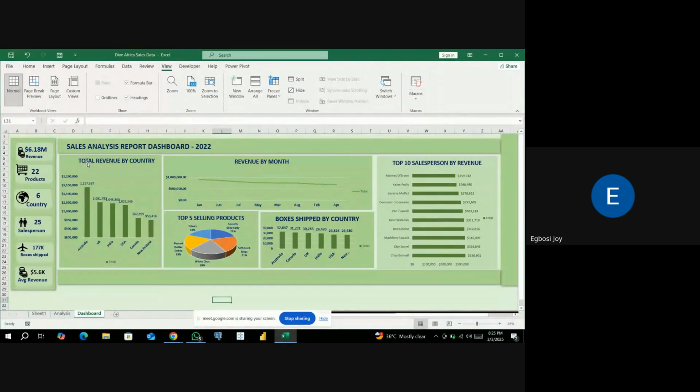From my analysis, I used a bar chart to show the total revenue by country, and from it you can see that the highest revenue is gotten from Australia with $1,137,000. For the top 5 selling products, I used a pie chart with Dark Bites being the highest.